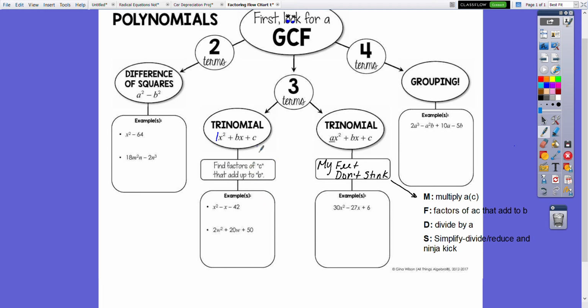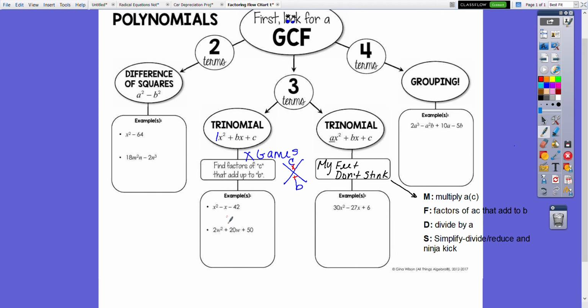When A equals 1, this is when we play our x games, which means we're finding factors of C. So that goes on top. We're finding factors of C that add to B. And I'll just put in those signs up here. So multiplies to C, adds to B. All right, so now let's do an example.